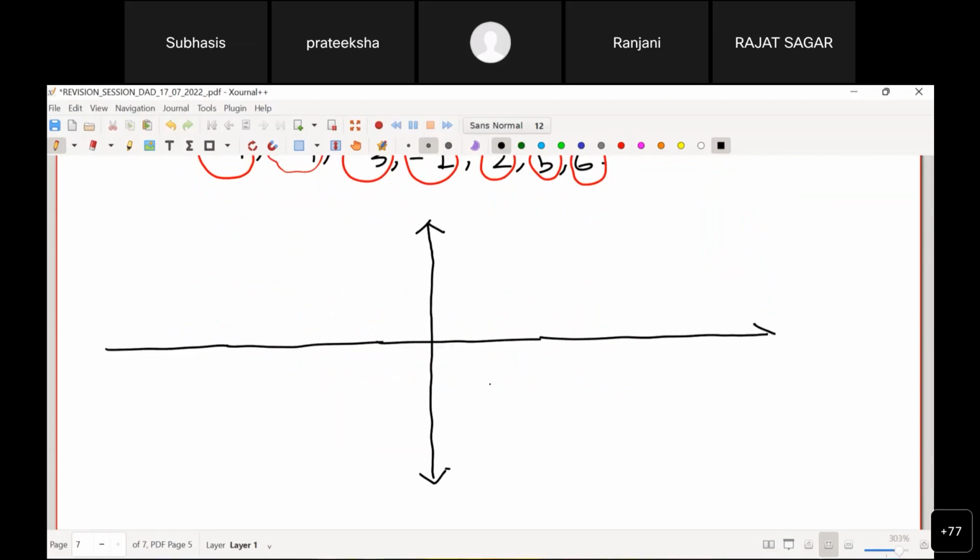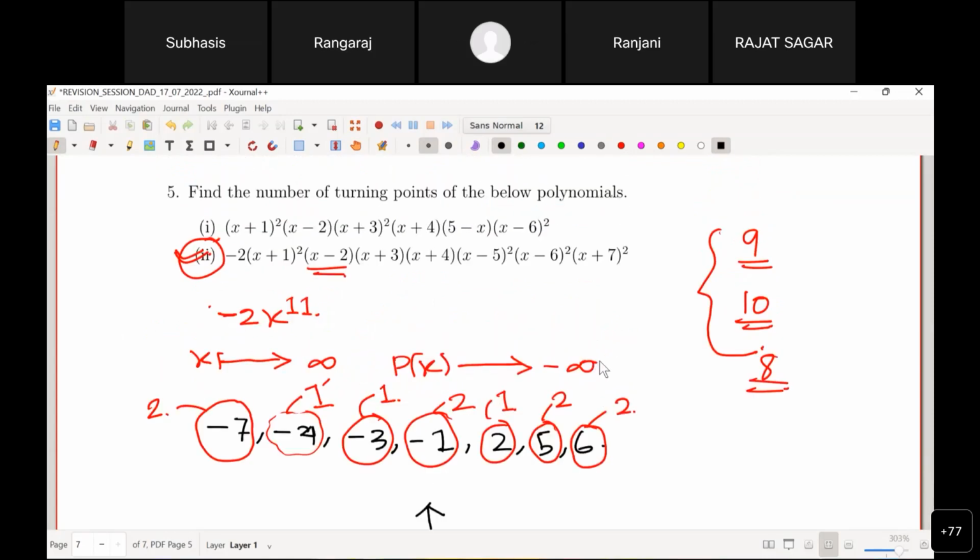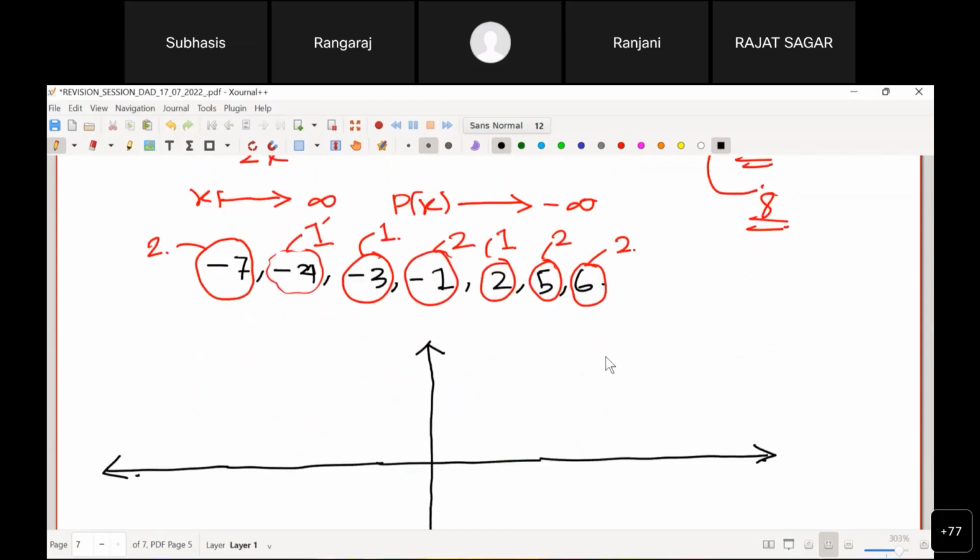Sorry, it's not 8, I made a mistake. It's 9. Okay, fine. So again, we need to split out the negative roots and positive roots. So this is 2. I guess this time I have written down the roots correctly.